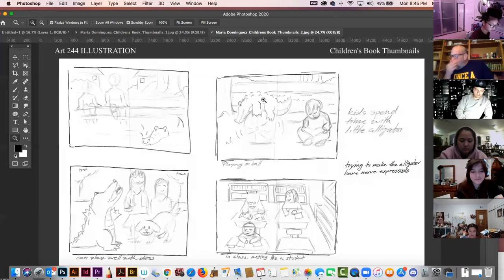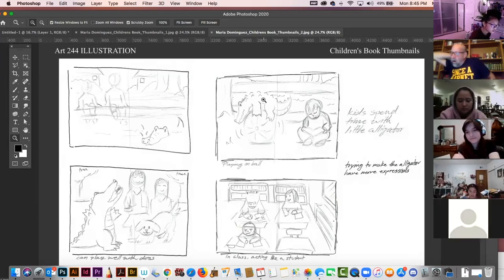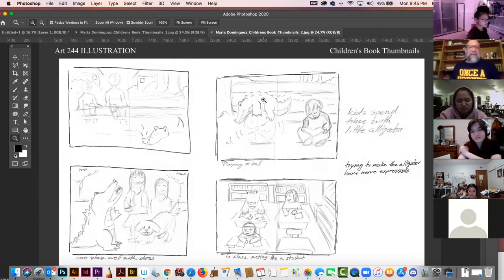Okay, so what's happening here? It's just like, first they find the little alligator and then they just give it a ball to play with while they're just hanging out with the little alligator. That's a second narrative, right?